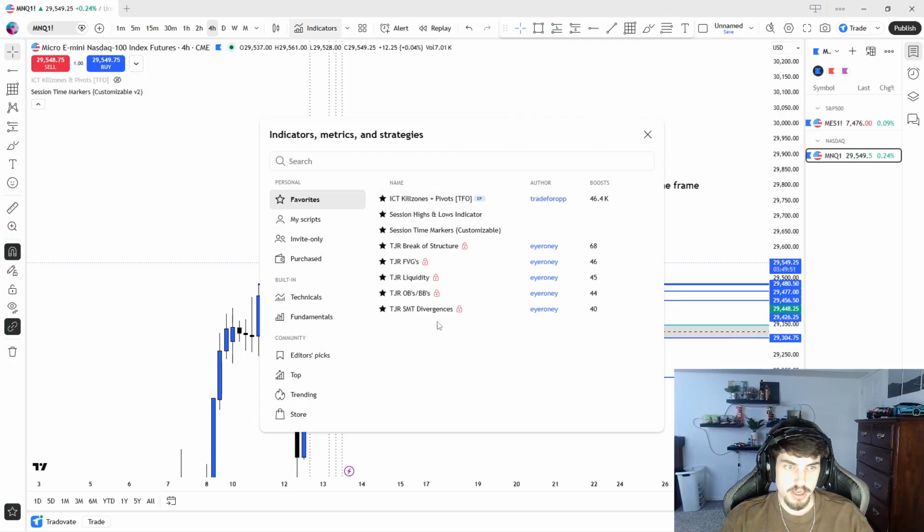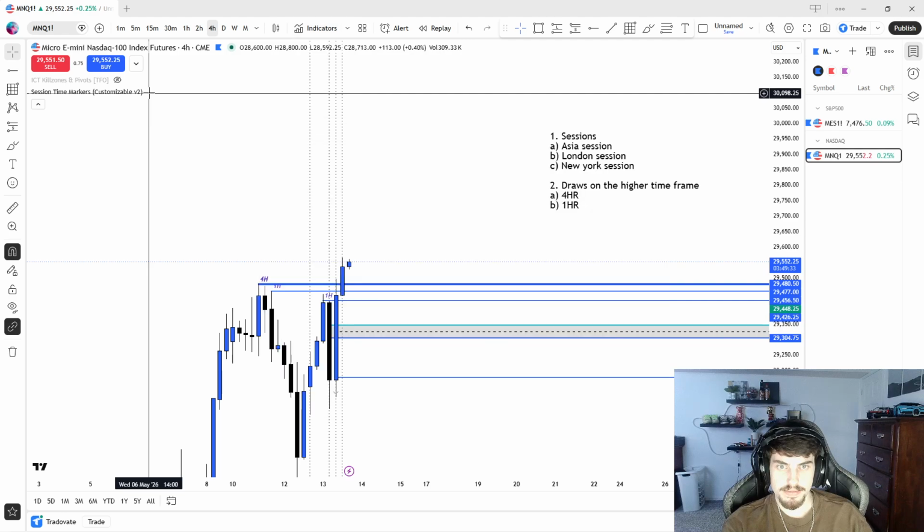And don't mind any of these other ones here. I've had TJR ones here, the person that I learned from, and a couple that I made myself that I guess I can share the code for, or I think I can publish. It's just to help me see on the chart basically.